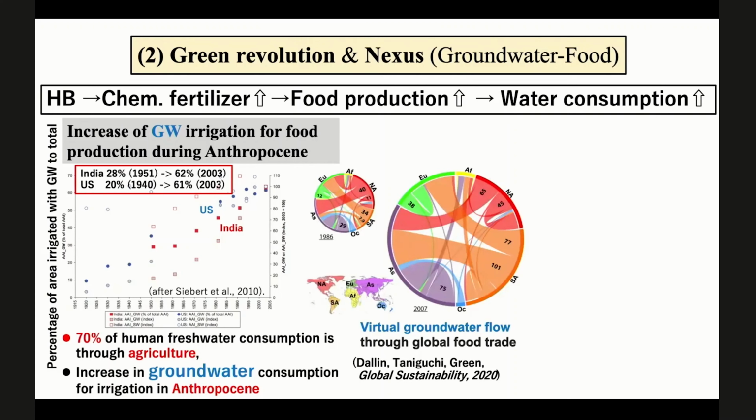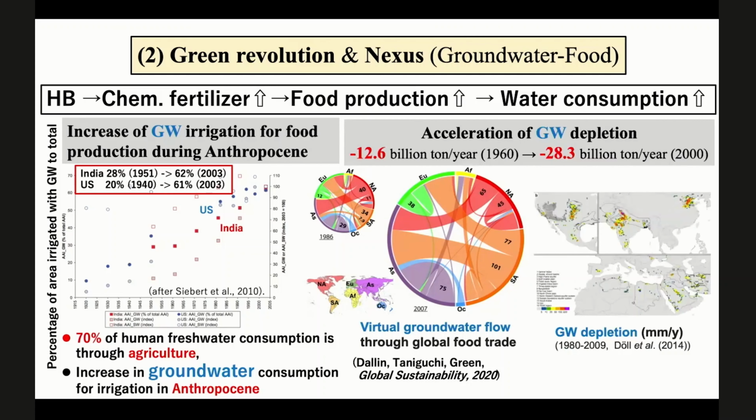The middle figure shows how much virtual groundwater flows through global food trade at the continental scale. You can see that a lot of virtual groundwater trade occurs from Asia to Africa and other areas, and also from other continents to Asia. Then we found acceleration of groundwater depletion, which was 12 billion tons per year in 1960, but increased up to 28 billion tons per year in 2000. So a big groundwater depletion occurred globally.